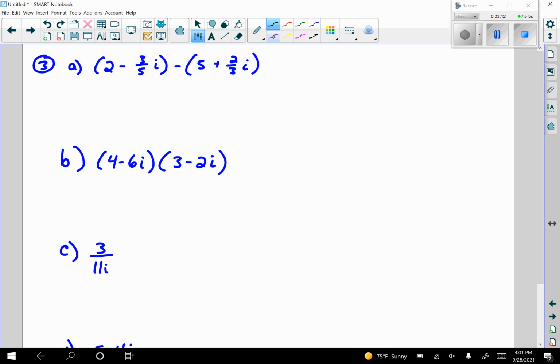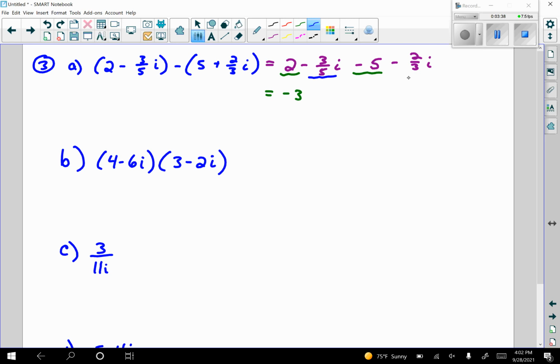All right, for 3a, we are just combining like terms. So I can just rewrite this as 2 minus 3/5 i. Nothing changes there. However, I need to subtract the next two terms, and then I get -5 minus 2/3 i. So because these are two complex numbers, I want to go ahead and combine the real terms. So that's 2 minus a 5. So that's going to give us a -3.